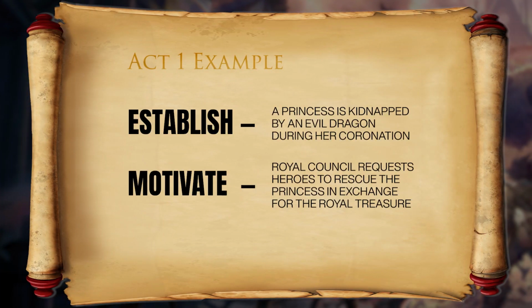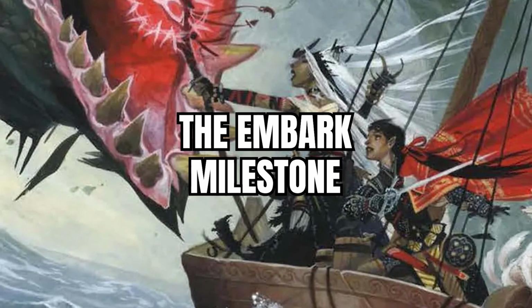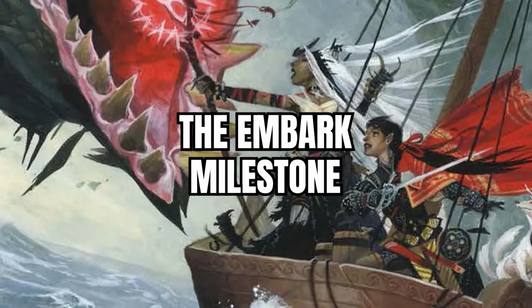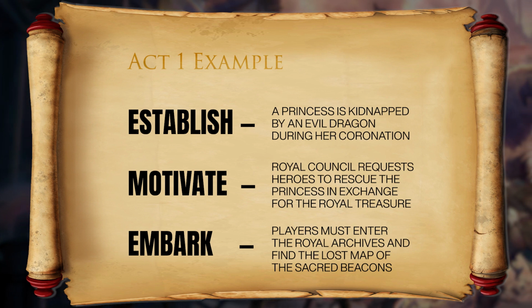For us, our Motivate milestone might go something like this. The Royal Council requests the heroes to rescue the princess in exchange for the royal treasure. Once the motivation is defined, it is time to set our adventurers on the first steps towards the actual quest. The Embark milestone is all about pointing your players in the right direction. So our Embark milestone for this adventure could work something like this. Players must enter the royal archives and find the lost map of the sacred beacons.